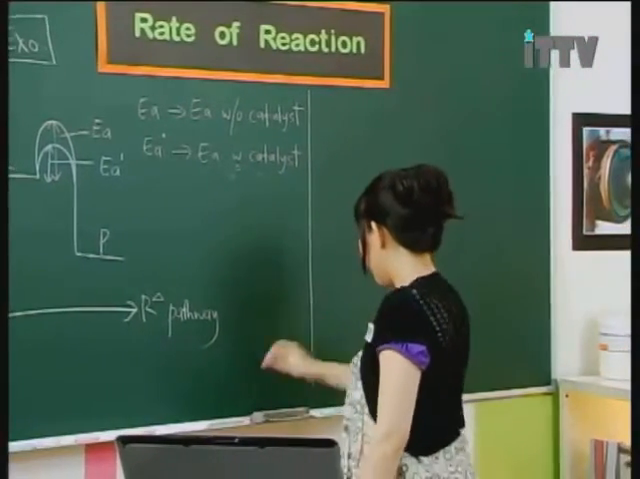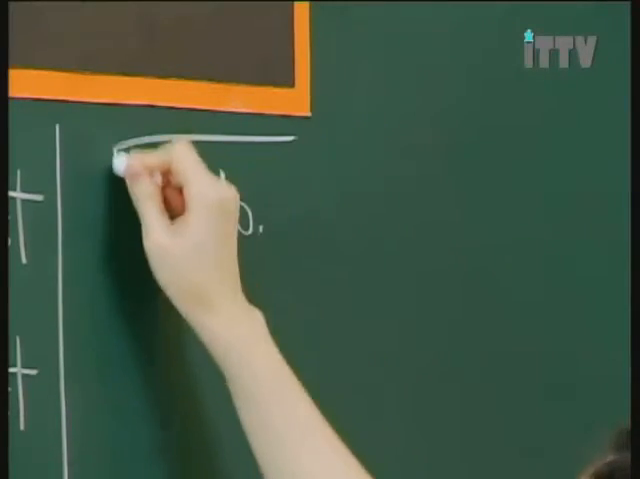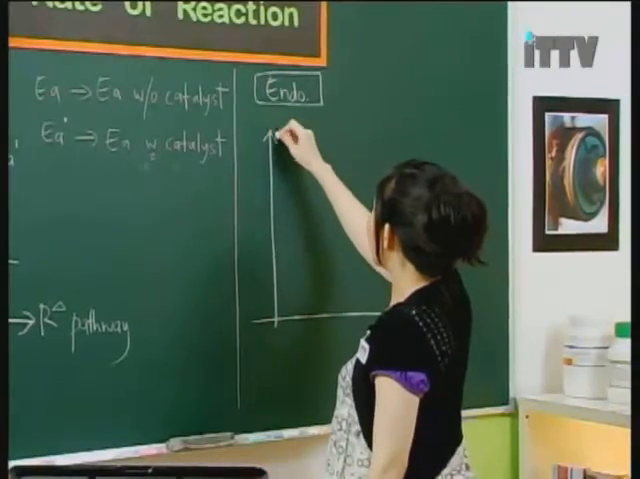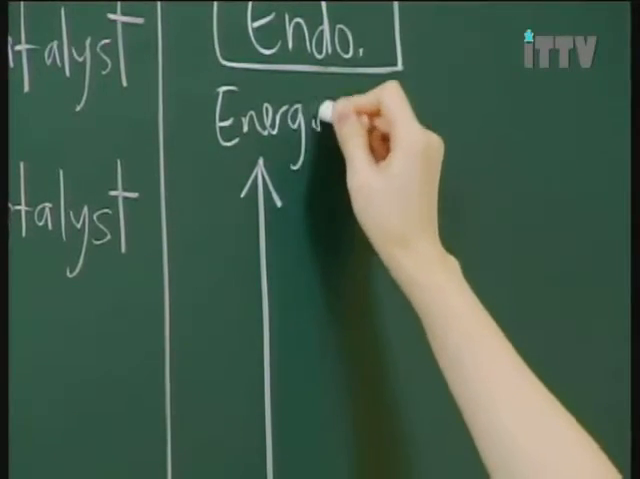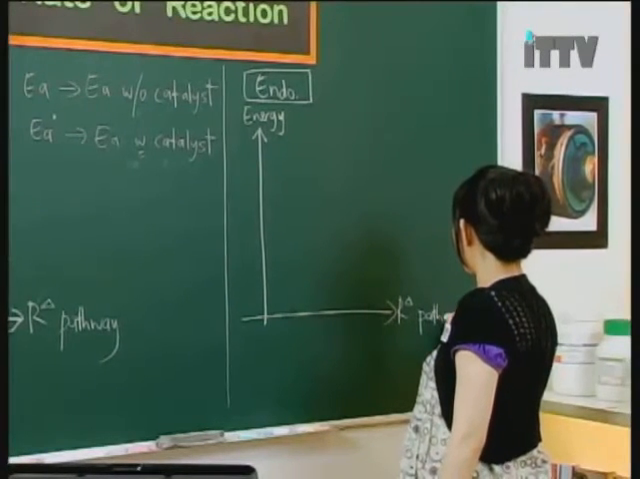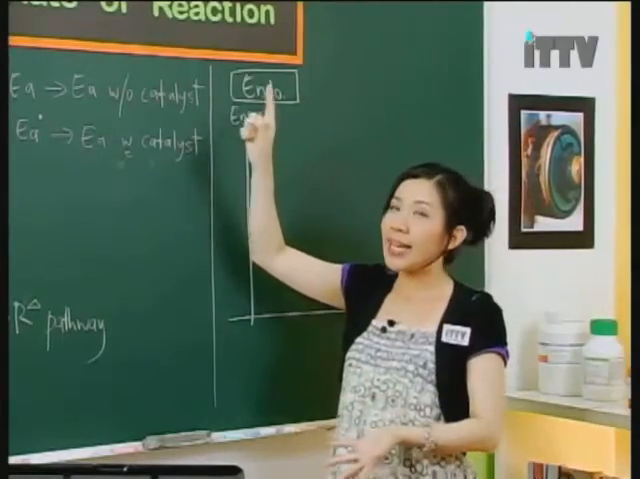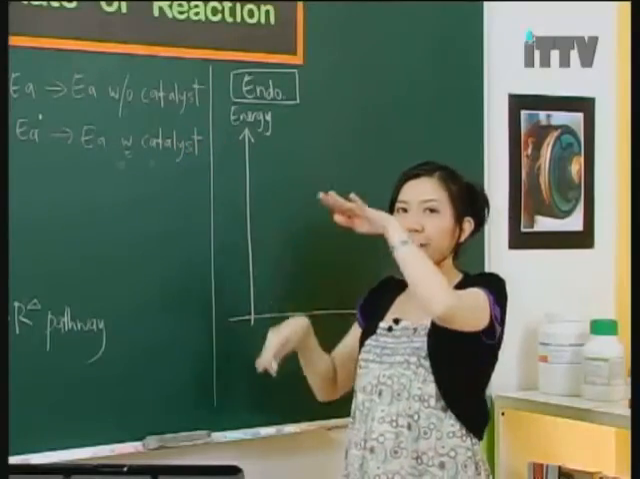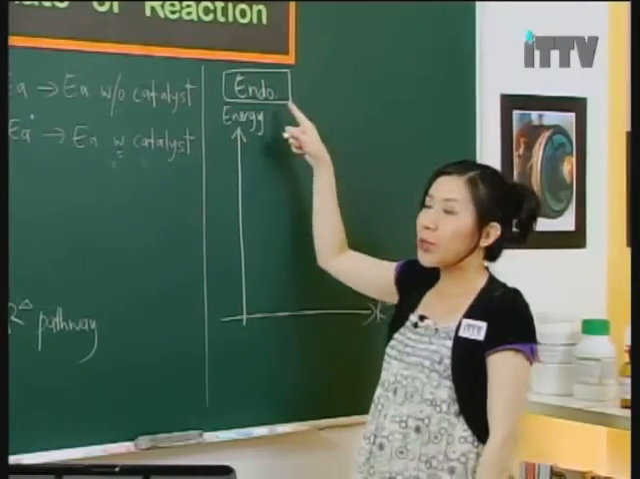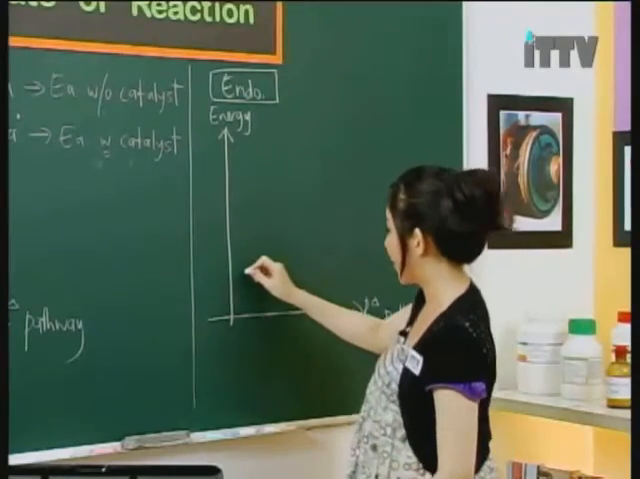So I'll draw a partition. Okay. So this is for an endothermic reaction. Same axis, that would be energy versus reaction pathway. Remember, the difference between an endothermic and an exothermic reaction will be the difference in the energy level of the reactants and the products. For an endothermic reaction, the reactants are at a lower energy level than the products.